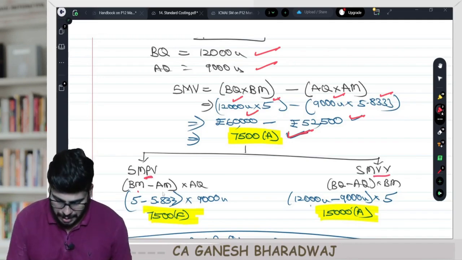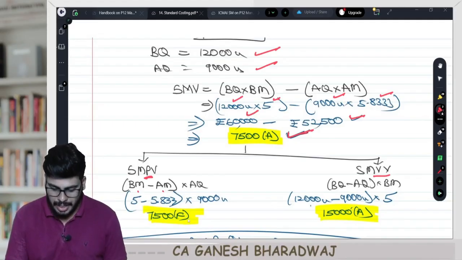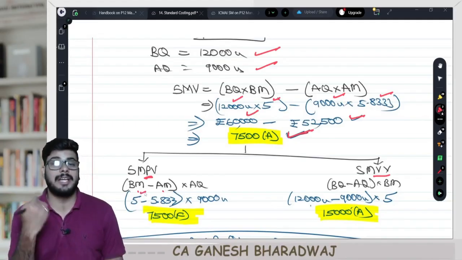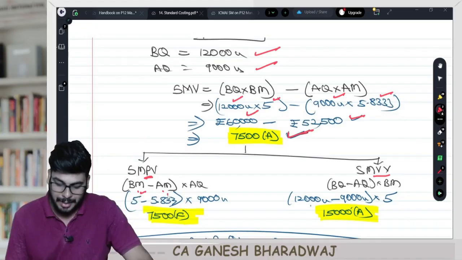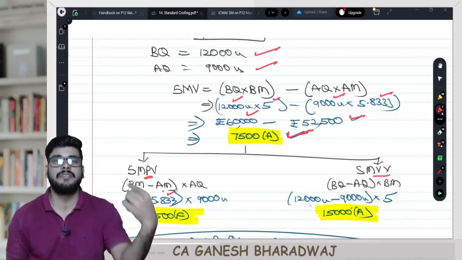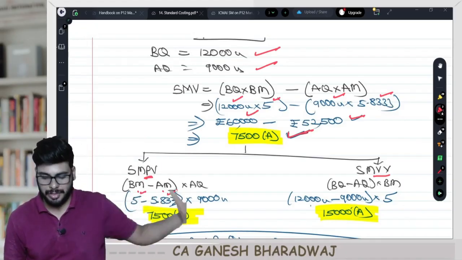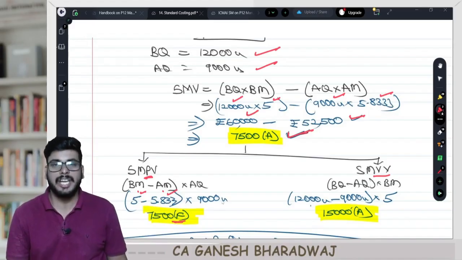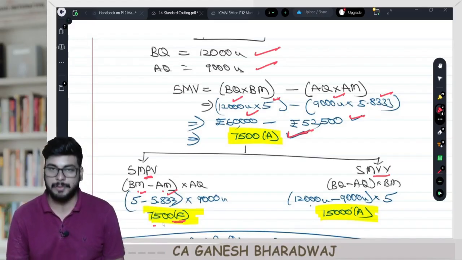Price variance is what? Budgeted margin minus actual margin into actual quantity. So every time I sell a unit, I plan to earn 5 rupees, but I actually earn 5.833. So every time I sold a unit, I got how much? 8.33 more. It's clearly a favorable variance into what? 9,000 units. It's going to be 7,500.